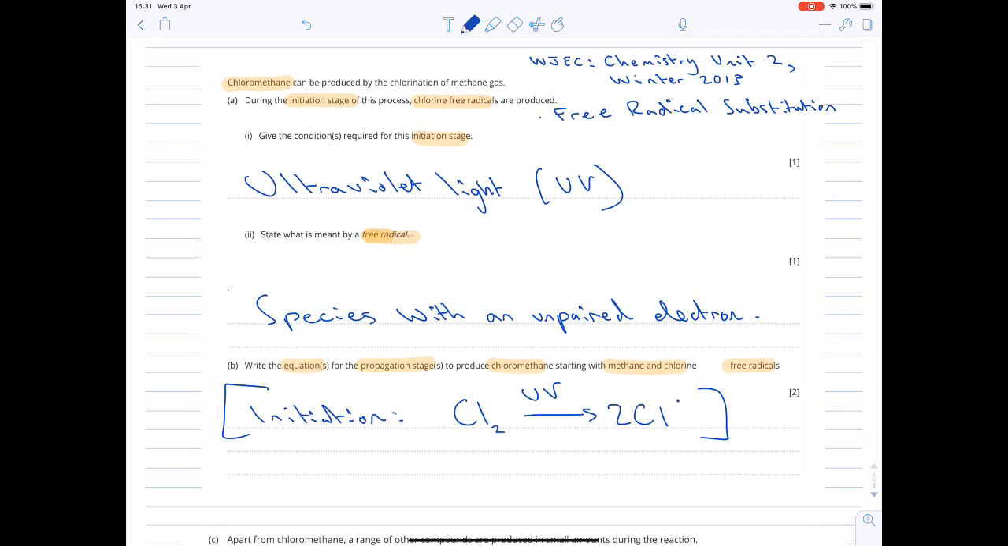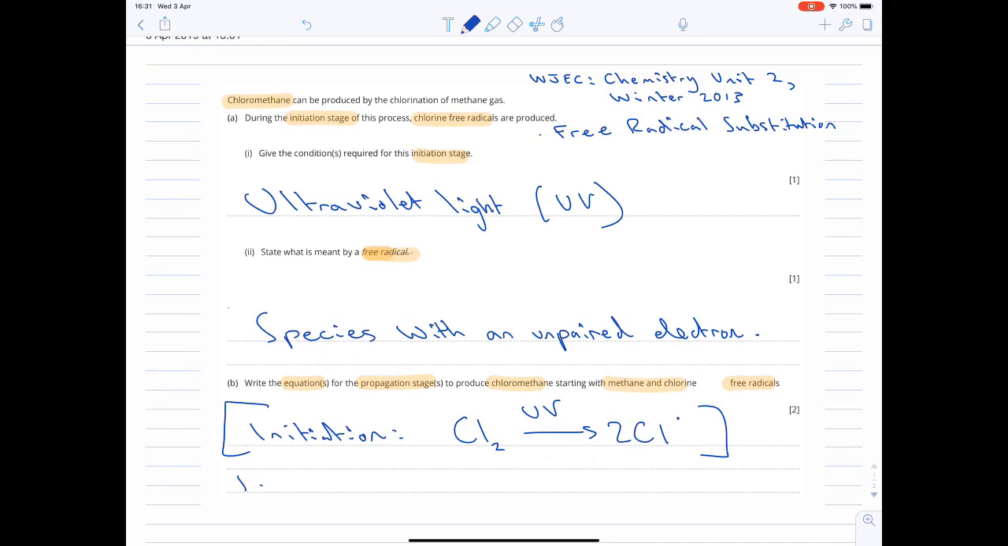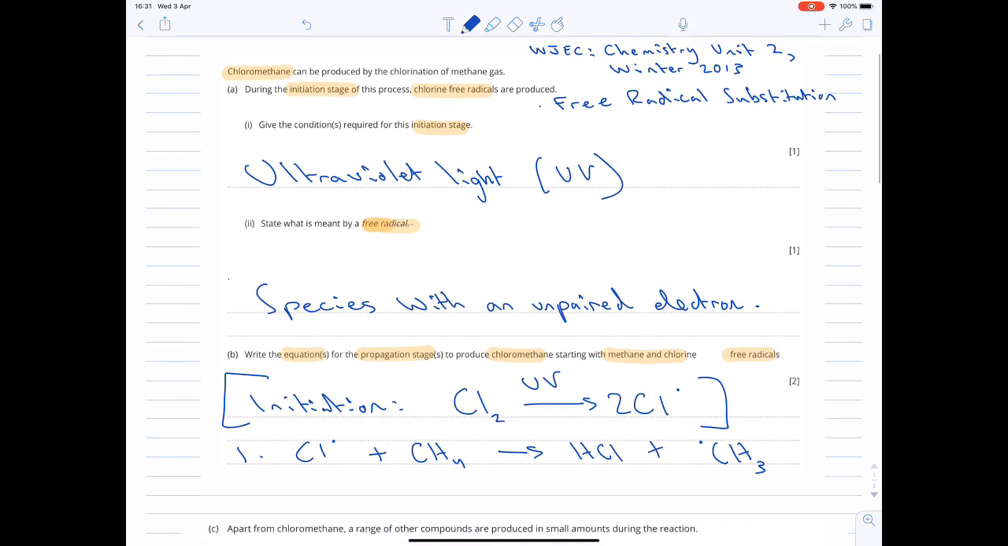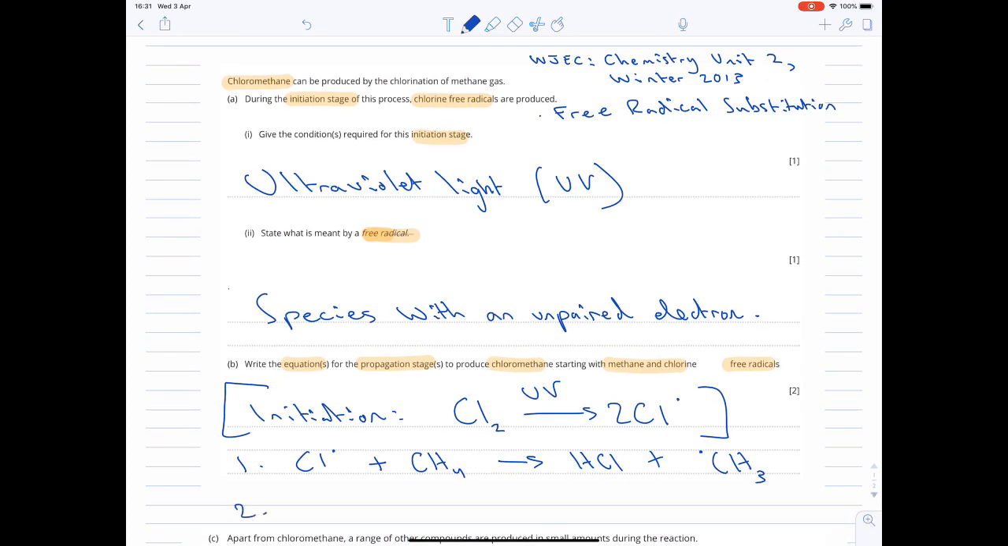So now propagation, the first reaction, we would use our chlorine radical, react it with methane, which is CH4, an alkane. This chlorine radical is highly reactive, so it wants to gain one of these from here. So it'll take the hydrogen to complete its outer shell, so that'll be HCl. And because methane's lost one of the hydrogens, it's going to become a radical now, so that'll be a methyl radical. And then the second part, this methyl radical will react with chlorine gas.